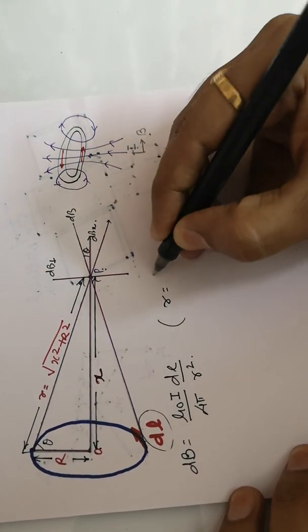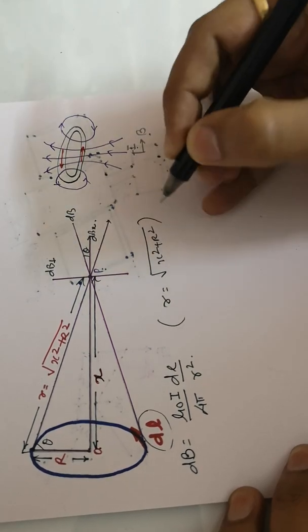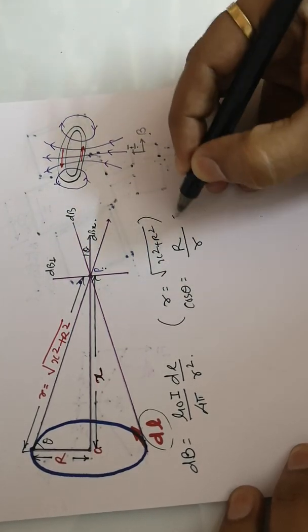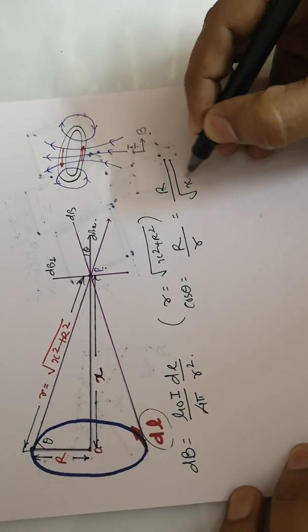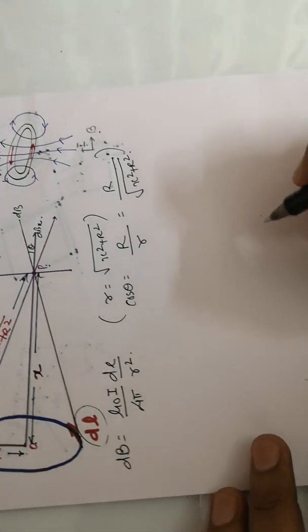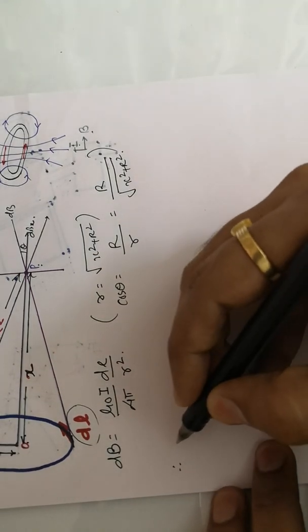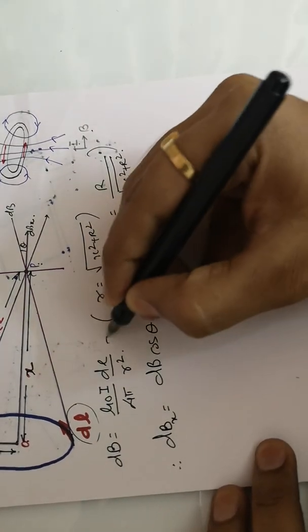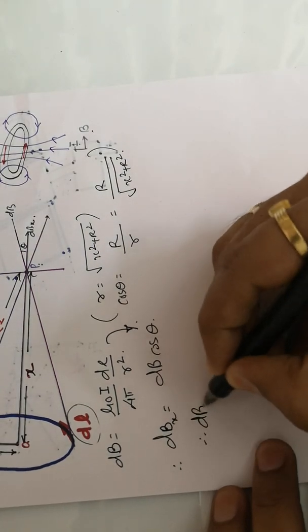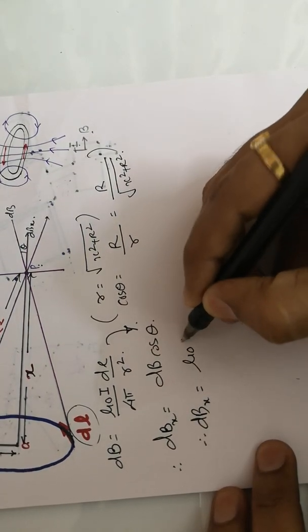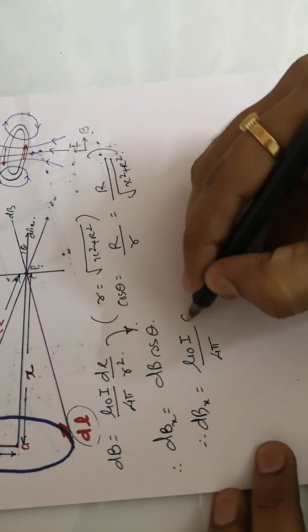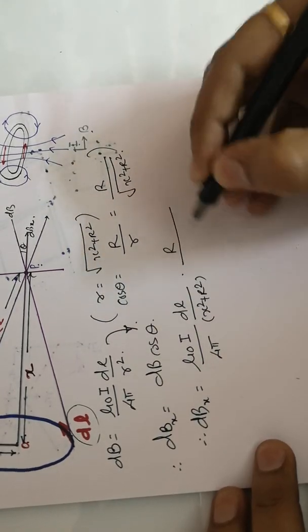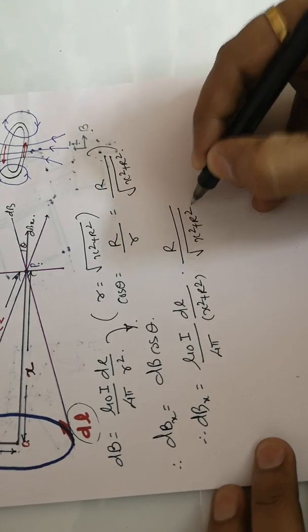First of all, I place r equals root of x square plus r square, and from the figure cos theta equals R divided by small r, so R under a root of x square plus R square. These are the data I need. So the x component is dB cos theta. This expression is ready, so I place its values: dB x equals mu 0 I divided by 4 pi into dl, over r square, which is x square plus R square, into cos theta, which is R upon root of x square plus R square.